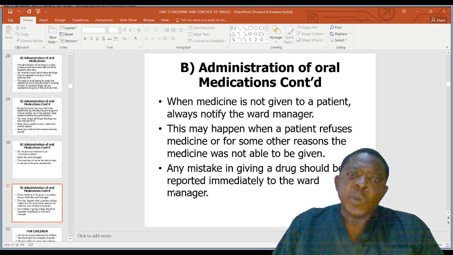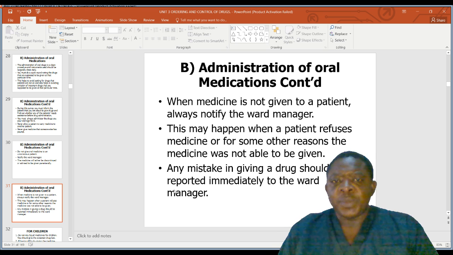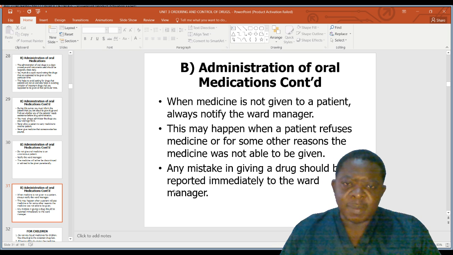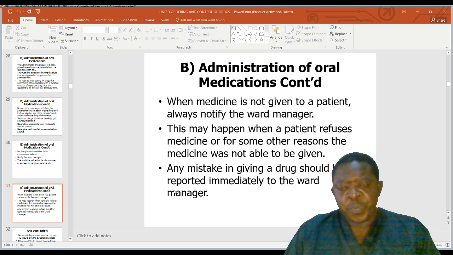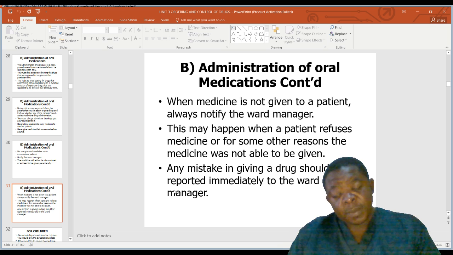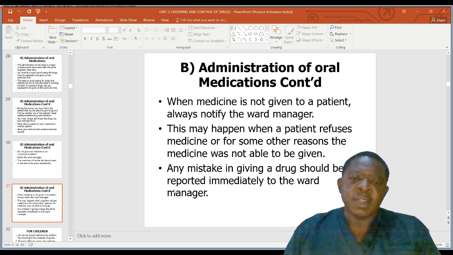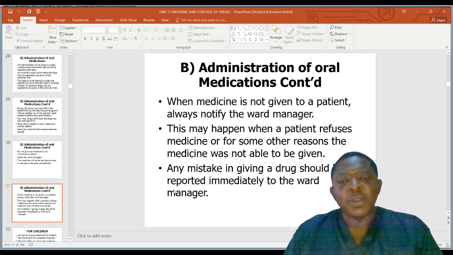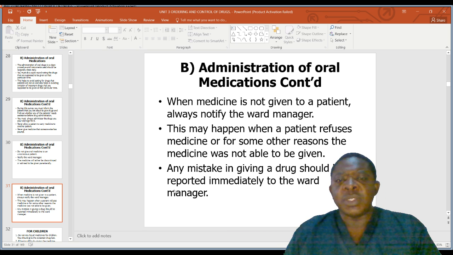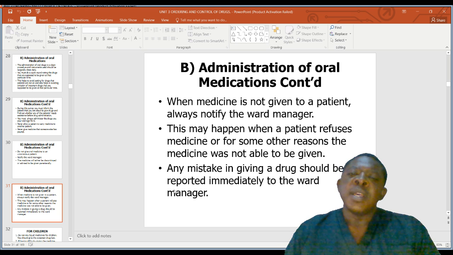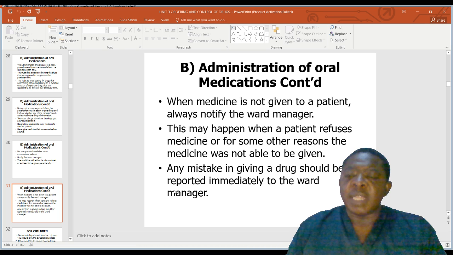Then, when medicine is not given to a patient, always notify the ward manager. This may happen when a patient refuses medicine or for some other reason the medicine was not able to be given. So, if the drug is not available at that moment, you notify the ward manager so that they can take note or the appropriate drug can be ordered, or you have to put up the reason as to why the drug has not been given. Any mistake in giving a drug should be reported immediately to the ward manager so that the patient's life can be saved.